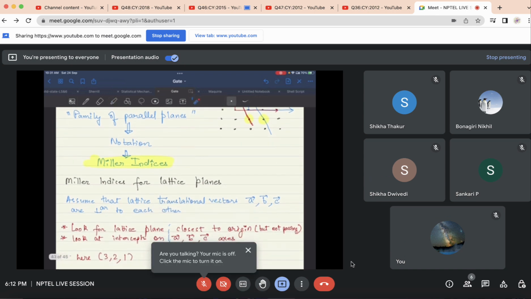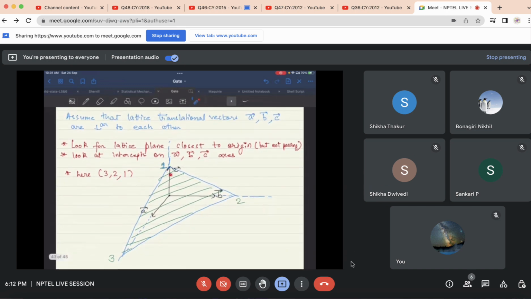Now coming to the concept of Miller indices for lattice planes. Assume that the lattice translational vectors, that is the a, b and c vectors, are perpendicular to each other. For example, in this figure, you can see that a, b and c are perpendicular to each other. So the first step is to look for the lattice plane closest to the origin, and that plane should not be passing through the origin. If it is, then we can take another successive plane which is parallel to it.